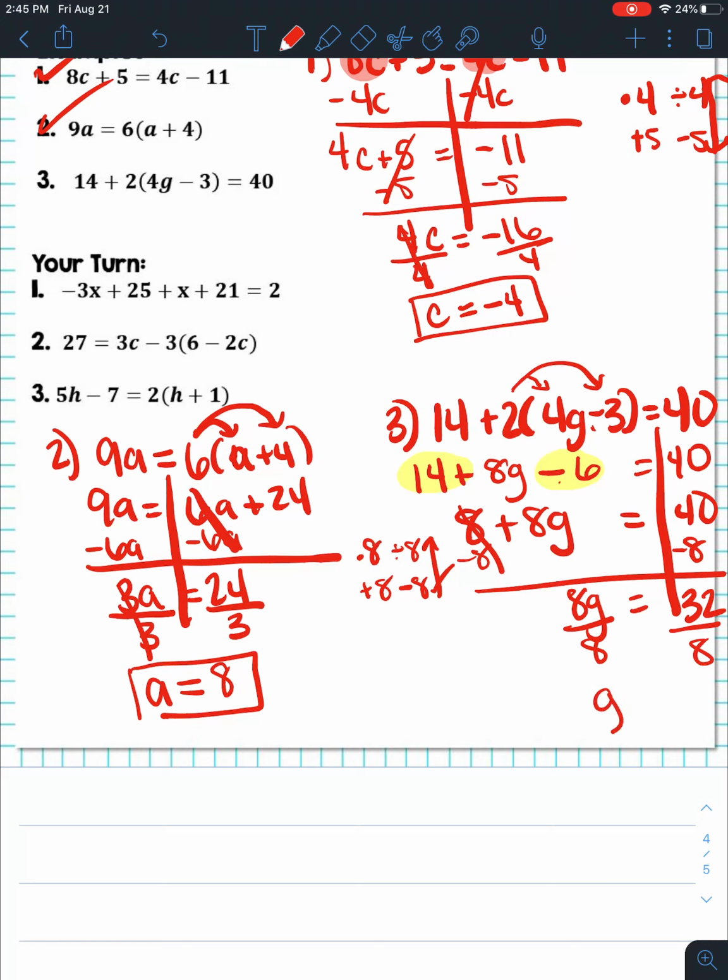So I've done this step. Now I need to divide by 8 on both sides, and g equals 4.